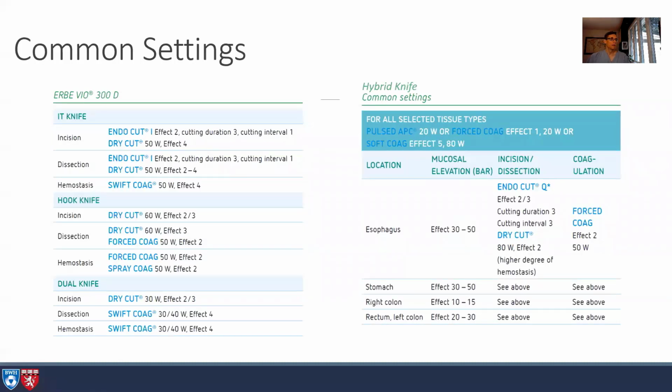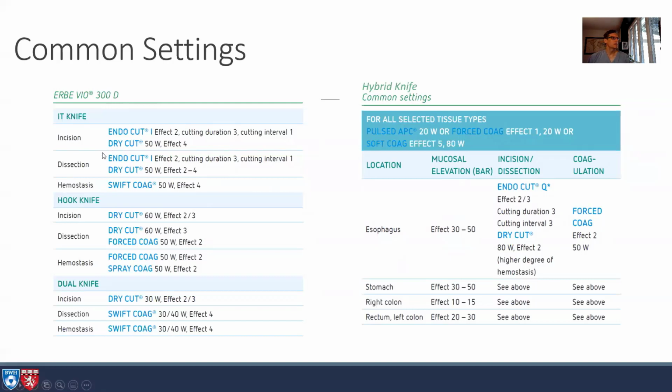Common settings. These are relevant to the Erbe VIO 300D units and different knives. So IT knife, hook knife, dual knife. And you can see these are typical settings. You're going to vary these based on your patient, based on where you are in your procedure, if you're in the submucosal space, if you're making your incision, if you're trying to do hemostasis, etc.